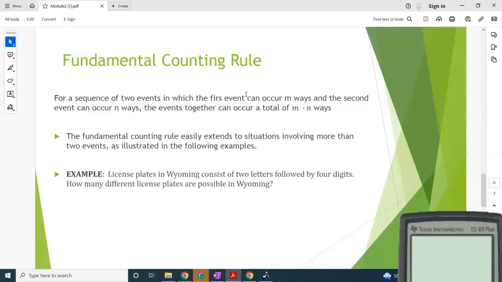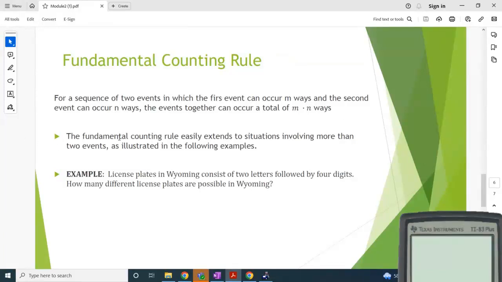Okay, next we're going to talk about the fundamental rule of counting, and then we're going to take a look at some examples. So here is the fundamental counting rule or the fundamental counting principle. It says for a sequence of 2 events, but this should actually read for a sequence of 2 or more events, because we're going to see this expanded out to more than just 2 events, in which the first event can occur M ways, the second event can occur N ways. The events together can occur a total of M times N ways.